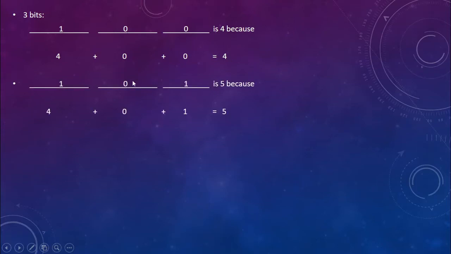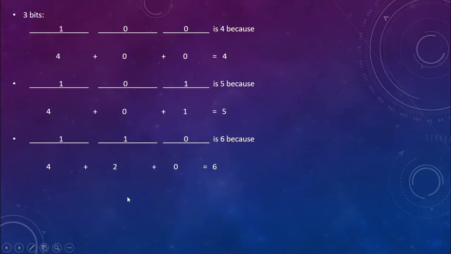So 1, 0, 1 represents 5 because this first 1 is in the 1 bit, so we'd write 1. The 0 is in the 2 bit, but since it's 0, we just put 0. And this 1 is in the 4 bit, so 4s, so we put a 4 there. So 4 plus 0 plus 1 is 5.